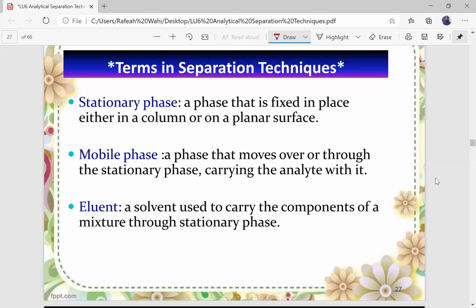So again, the stationary phase is a phase that is fixed in place, either in a column or a planar surface, and a mobile phase is a phase that moves over or through the stationary phase, carrying the analyte with it. Another important term that you have to know for chromatography separation technique is the term eluent. Eluent is a solvent used to carry the components of a mixture through the stationary phase.